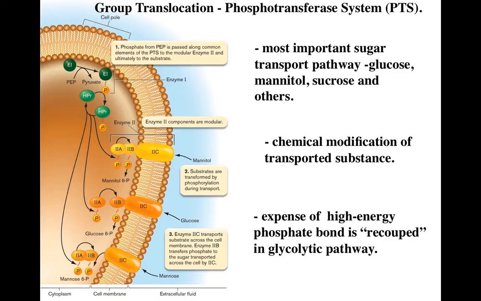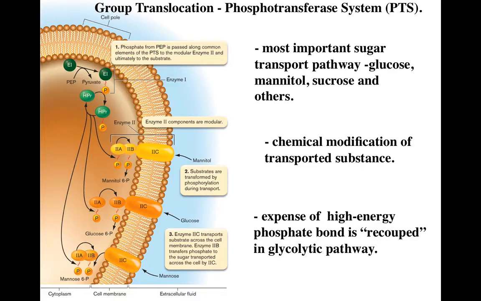That phosphate group will be transferred to enzyme 2B of the mannitol phosphate. And now as mannitol is brought in, that phosphate is put onto mannitol. So here's that chemical modification that happens every time. What's on the outside of the cell is mannitol. What's actually imported is mannitol 6-phosphate.